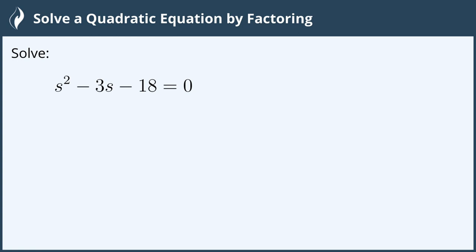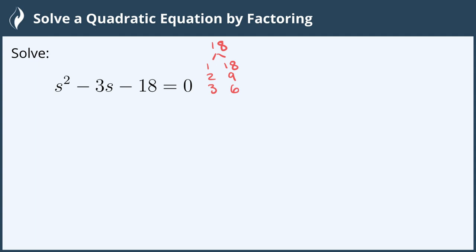The first thing we want to do when factoring is look for the greatest common factor, and there's nothing in common with these three terms, so we can move to the next step. There is not a coefficient in front of the s, so we can just go ahead and find all of the factors of 18. So we have factors of 1 and 18, 2 and 9, 3 and 6. And those are all of them.